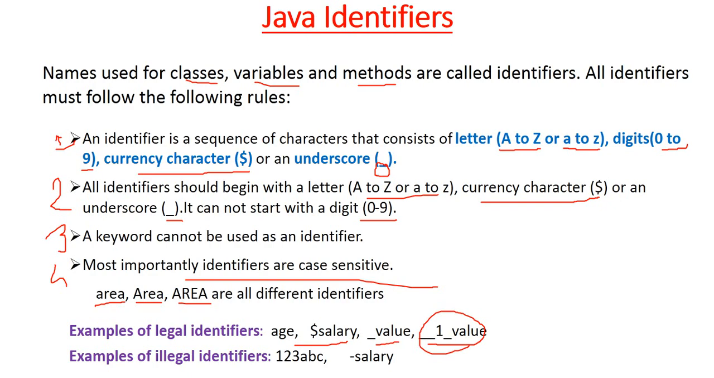But for invalid, here we can see that starting with a digit is not allowed, so this is an illegal identifier. And also this one, which we say is a minus symbol, or sometimes a hyphen. So a hyphen is not allowed at the start of an identifier name. This is very important in order to understand how to declare a variable or class.